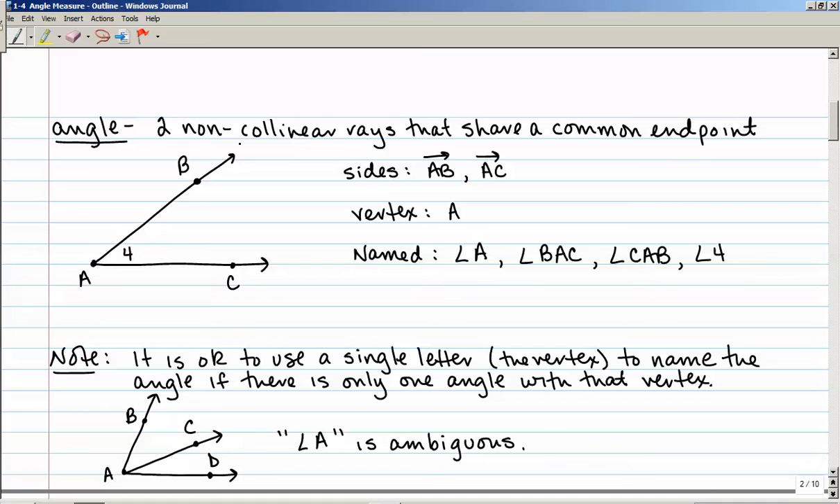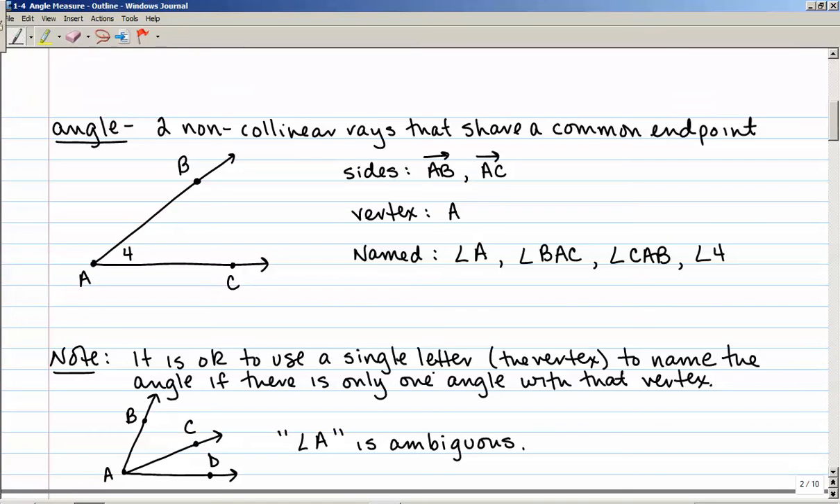So for an angle, the order doesn't matter, but you'll notice that the vertex A has to be in the middle. I cannot talk about angle BCA because I don't have that drawn. This would be angle BAC or angle CAB. And sometimes you'll see a little number in the squat part of the angle, and that means I can also refer to this as angle 4. Sometimes in a diagram, if there's a lot of things going on, it's just easier to name an angle with a number.